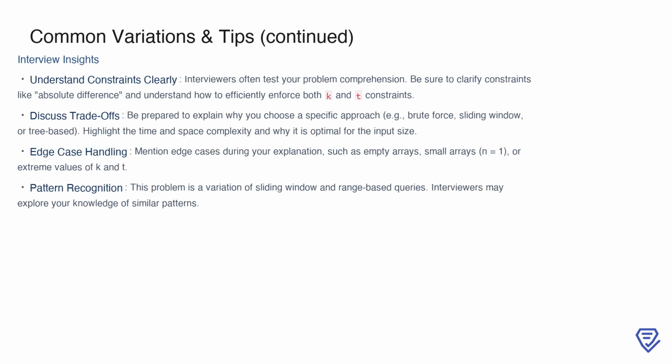In an interview setting, clarity on constraints is essential. Interviewers often check if you truly understand the problem, so take the time to clarify details like what absolute difference means and how both k and t constraints are enforced efficiently. It's also important to discuss trade-offs between different approaches. For example, why might you choose a sliding window technique over a tree-based solution? Highlight the time and space complexity of your approach and explain why it suits the given input size.